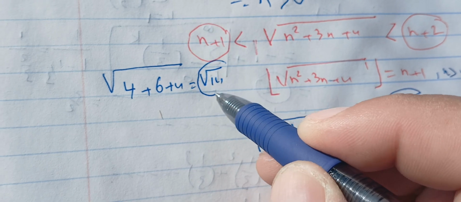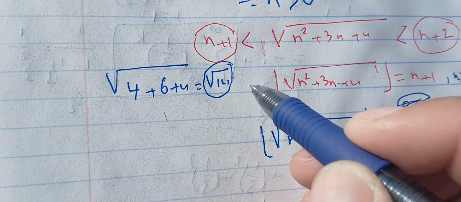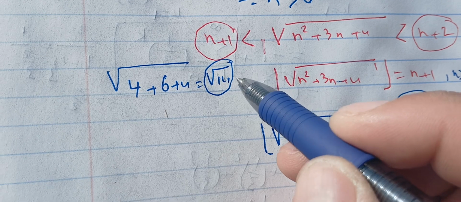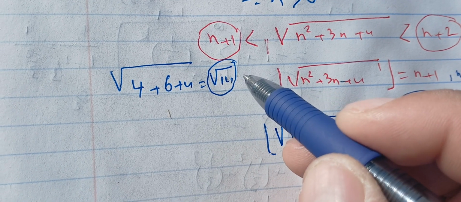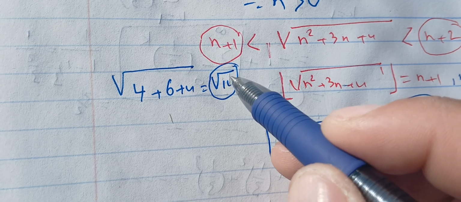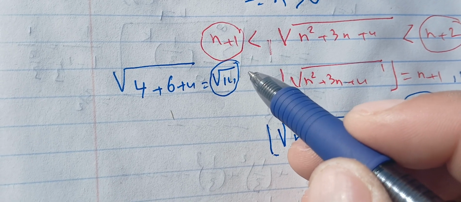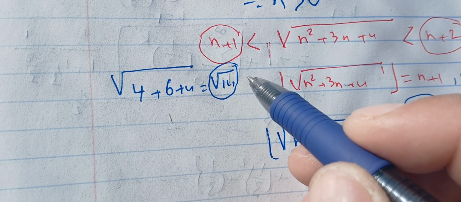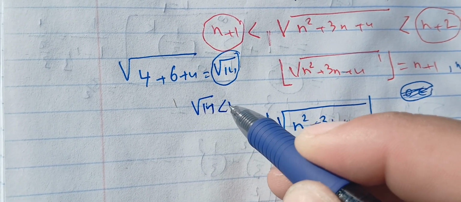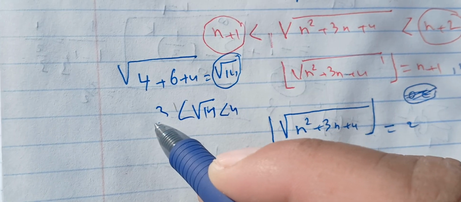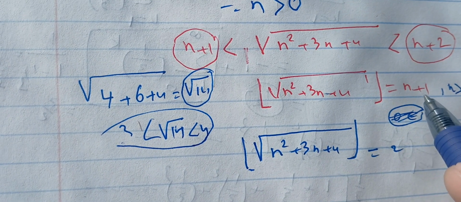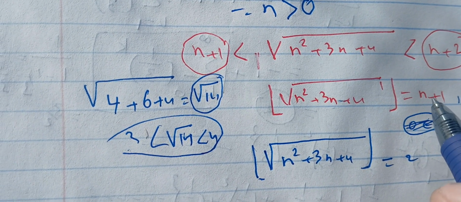Note that this is less than 4, because the next perfect square is 16. So this is less than the square root of 16, which is 4, and bigger than 3. Therefore the floor is 3, which is given by the rule that we found here.